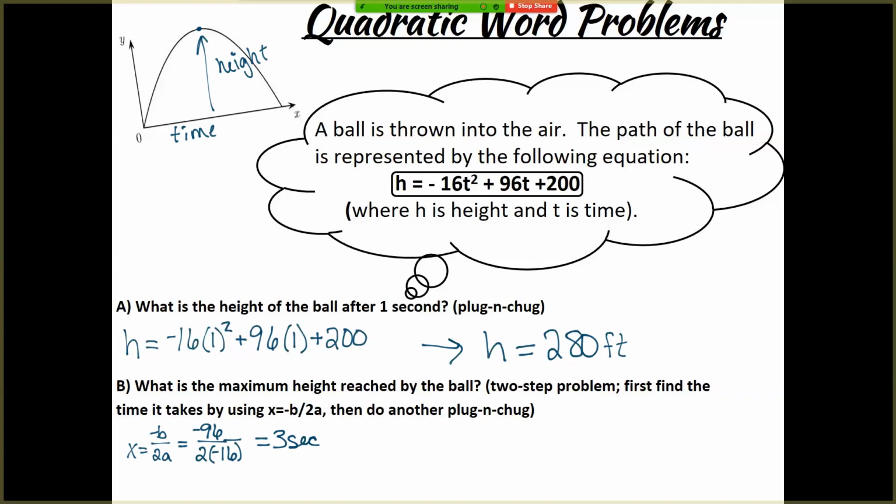To find the actual max height, I have to plug in to the original equation. The height is going to equal -16 times 3 squared plus 96 times 3 plus 200. And again, I'm just typing that all into my calculator. So we have a max height of 344 feet. So 344 feet would be the maximum height reached by the ball.